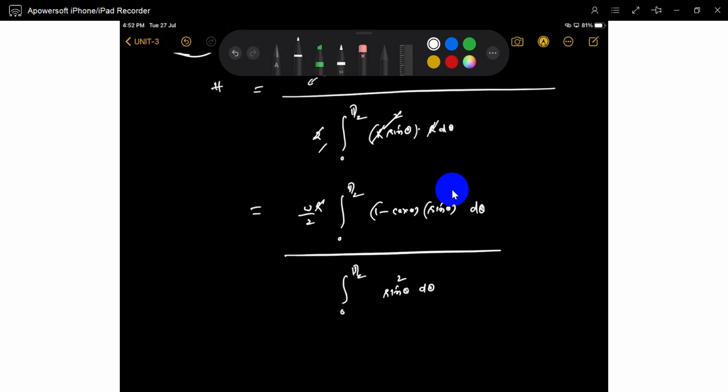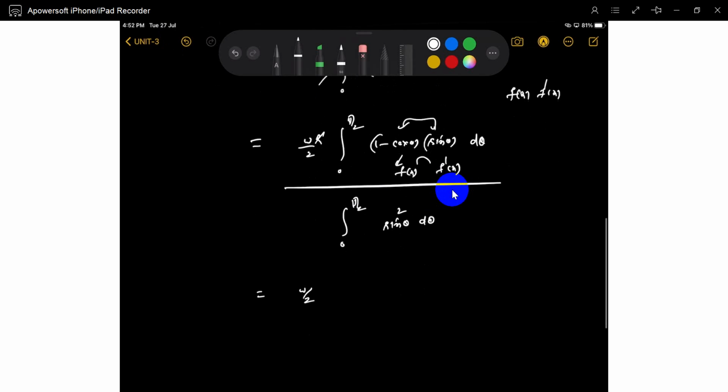So what is the integration of this? I already said, if you see, this is f x and this is f dash x, the differentiation. We solved so many of these. If you integrate f x times f dash x, what do you get? f x whole square by 2, from 0 to pi by 2.